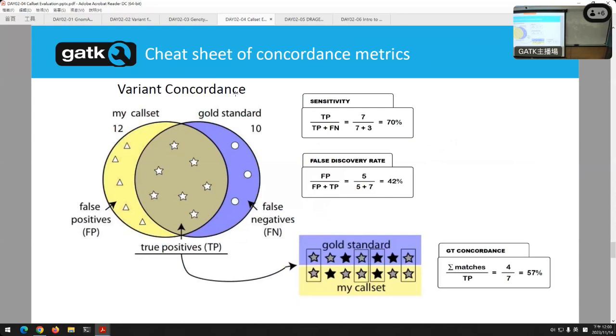And you can just calculate, for instance, your sensitivity: what fraction of the variants that should be there did you get? In terms of false discovery, what fraction of the variants in your call set were actually present in the original one and should have been there? So you look at your false positives over the false positives plus the true positives. Basically, which ones are false versus all the variants you called. These are good metrics to see basically how far off you were.